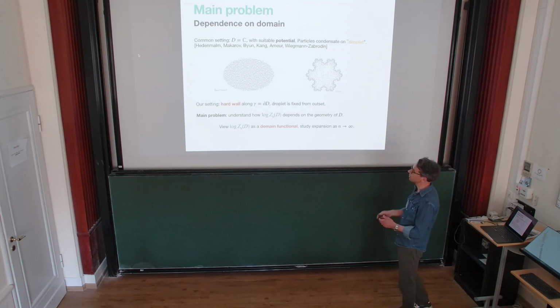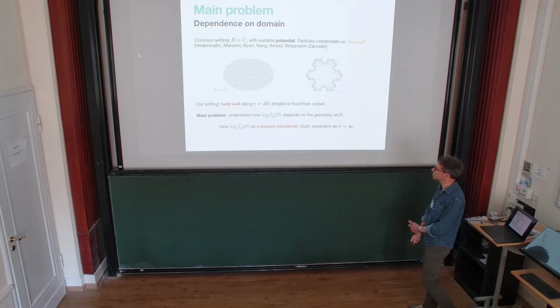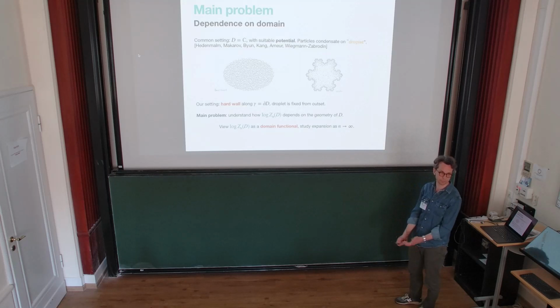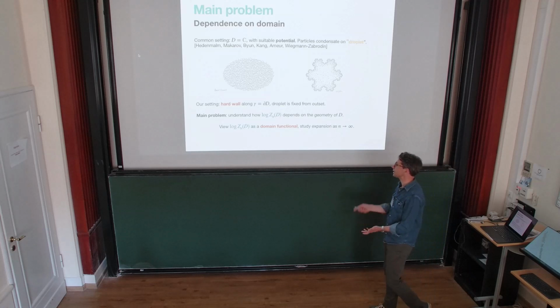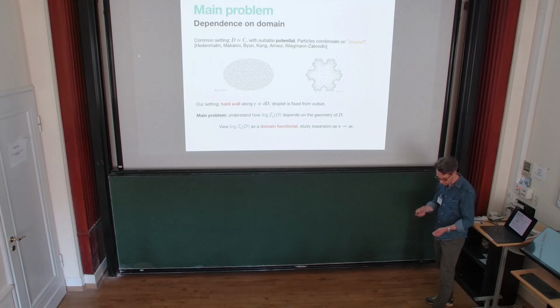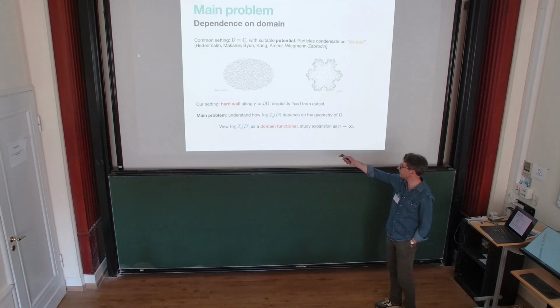So our point of view, or our main problem, what we want to understand, is how this free energy, or how the partition function depends on the geometry, on the shape of the droplet that we prescribe. So borrowing terminology from Schiffer, we could say that we view this free energy as a domain function. So it's some number which depends on our domain, and we're interested in how it varies, or how it depends.